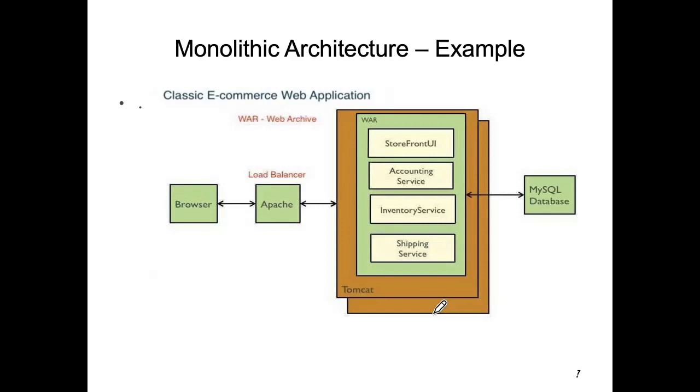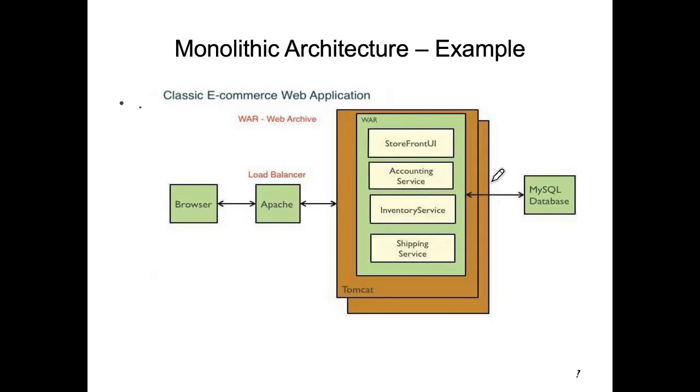As well, the other point that I want to make in terms of scalability is that it may be that it's really only the accountancy part of my application that is experiencing high volumes of requests coming into it. But we still have to scale up entire copies of the entire application across other instances of my Tomcat server.